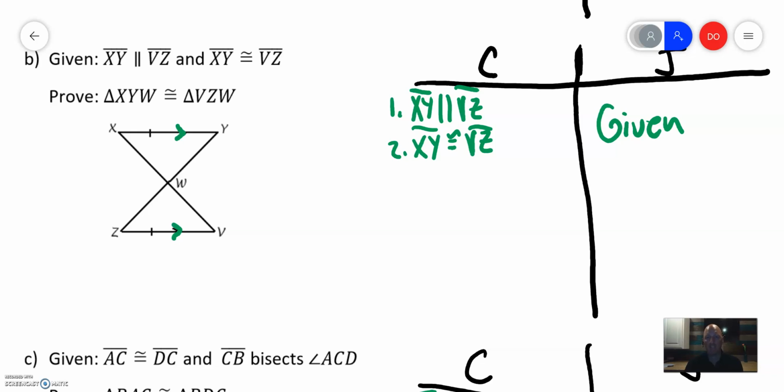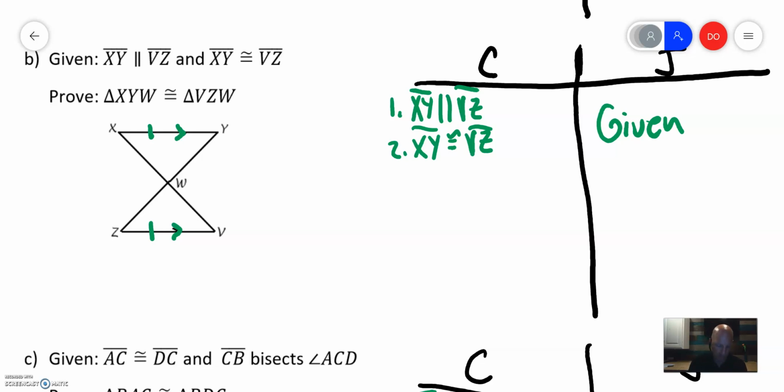That's the one we're probably going to use down the road and on this proof as well. But when you see givens, think, what does that tell me? What is true about parallel lines? How can I use that to prove something's true? And then secondly, they tell us segment XY is congruent to segment VZ. So what we currently have is one pair of segments in these two triangles congruent.